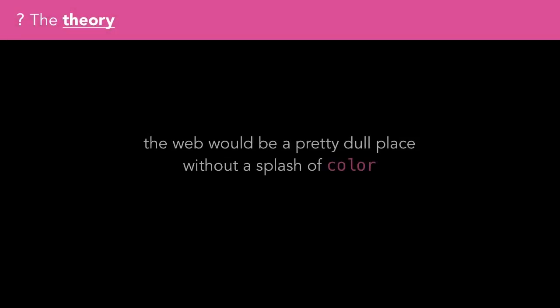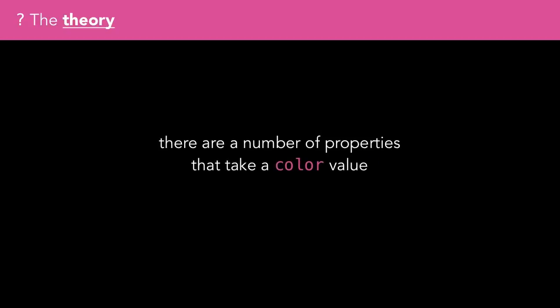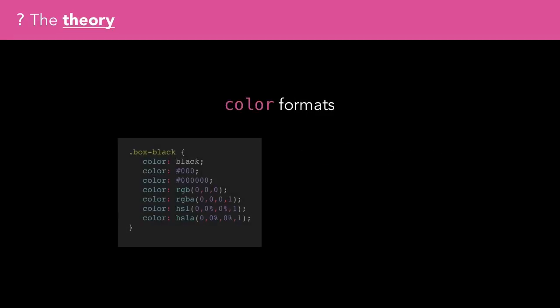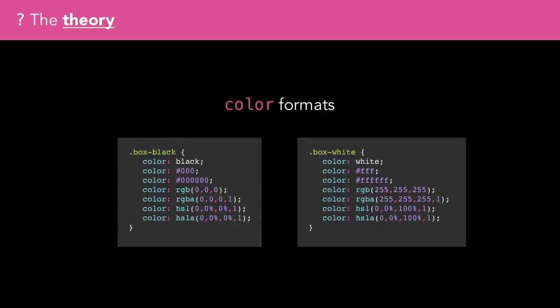The web would be a pretty dull place without a splash of colour. There's a number of different properties that take colour as a value, and there are 4 different colour syntaxes in CSS. And that's what we'll be focusing on in this video. Those formats are colour keywords, hex, RGB, and HSL. Let's take a look at each of them in turn.